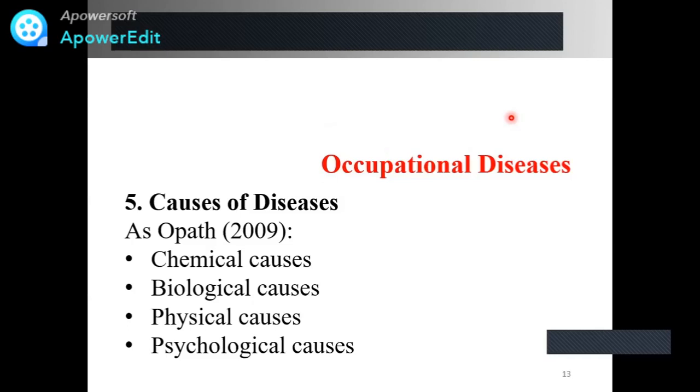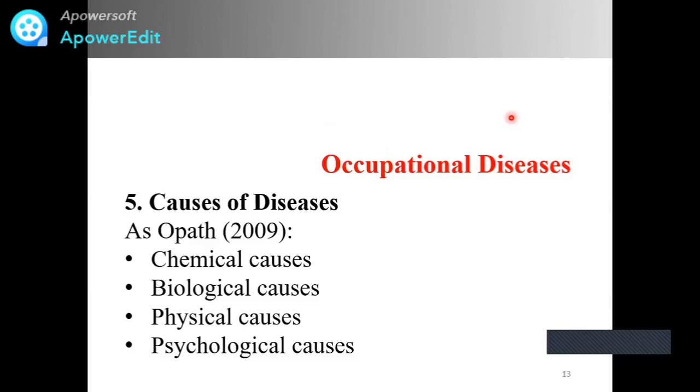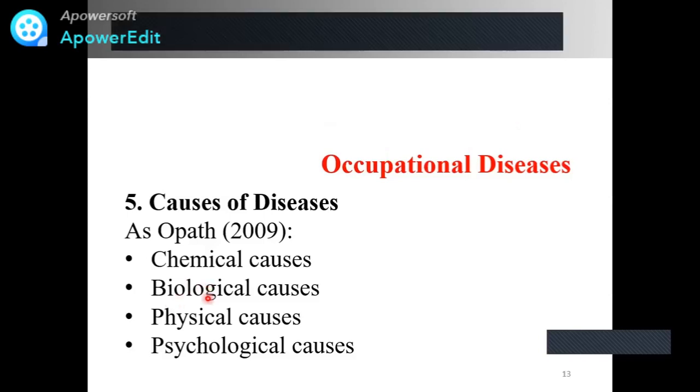Then we will see what are the causes of diseases. According to sources in 2009, there are four main causes of occupational diseases: chemical causes, biological causes, physical causes, and psychological causes.